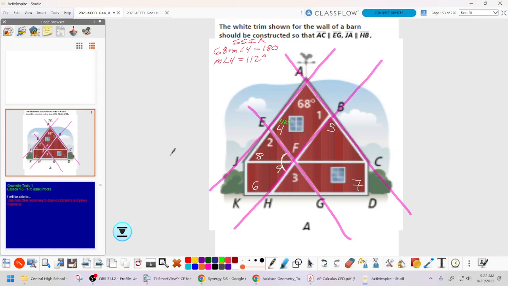You don't have any particular order, and one thing that's true, you never have to go 1, 2, 3, 4. Don't feel like you need to do that. But where could we go next? 1. Yeah, so 68 and 5 are what kind of angles?